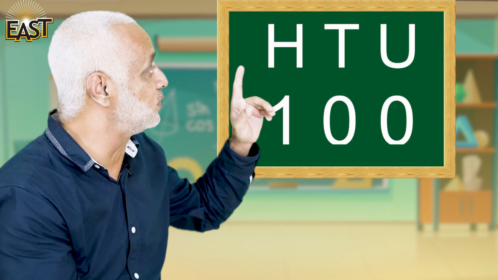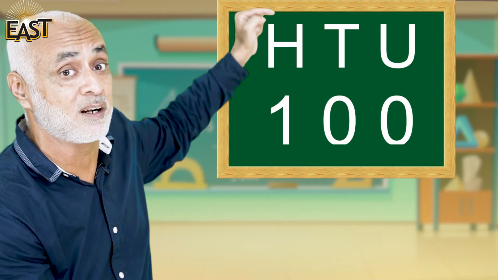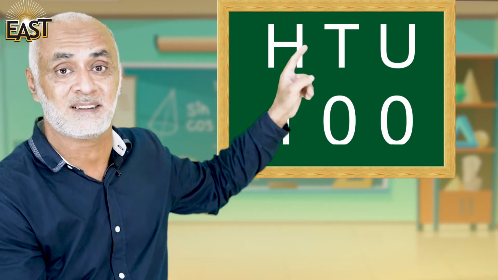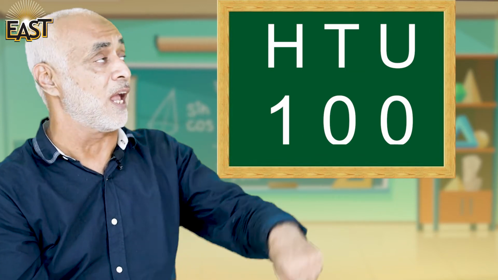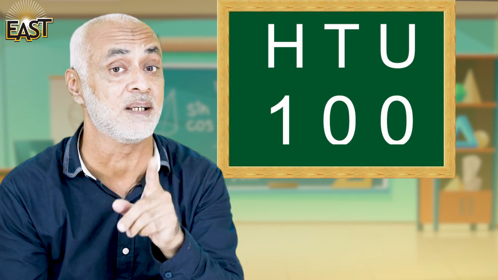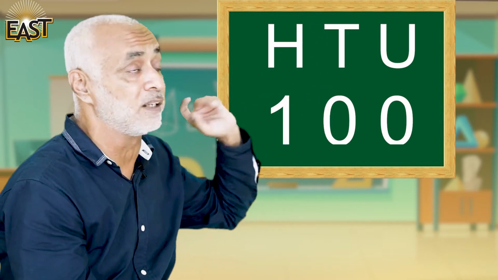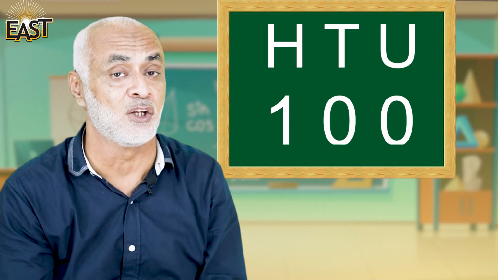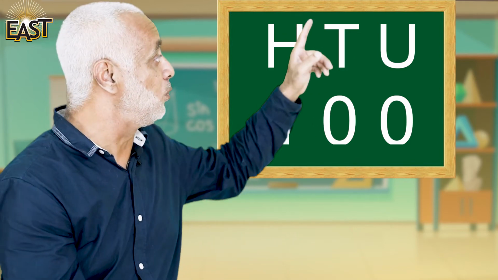Okay, and when you say 100, then you have 1 under what? H. And what is H? H means 100. And you have T. What does T mean? T means 10. And you write 0 under T. And then what does U mean? You tell me. U means unit.